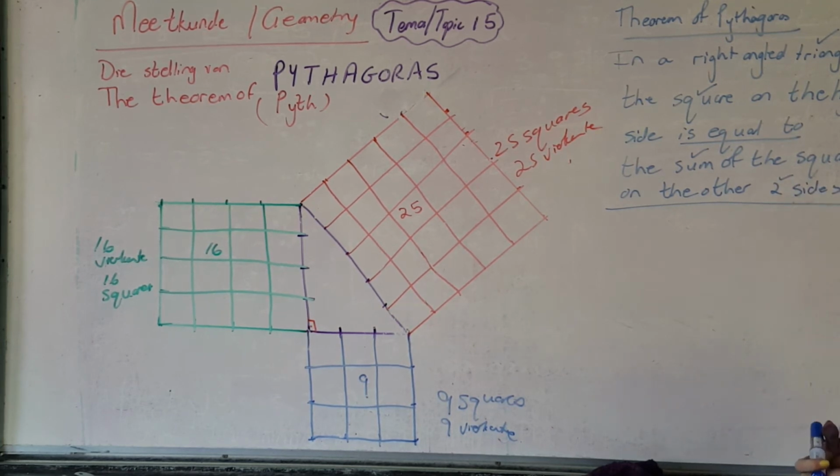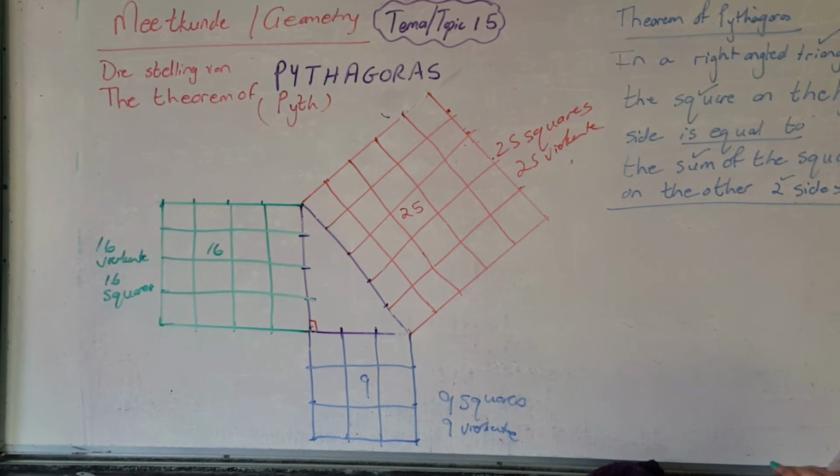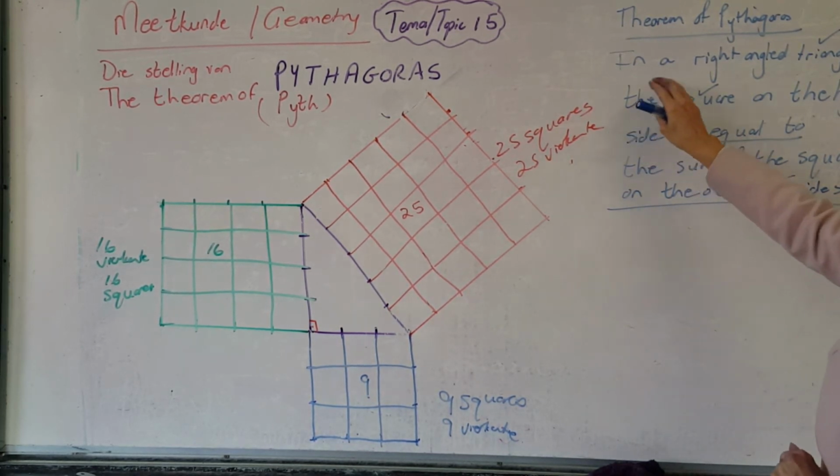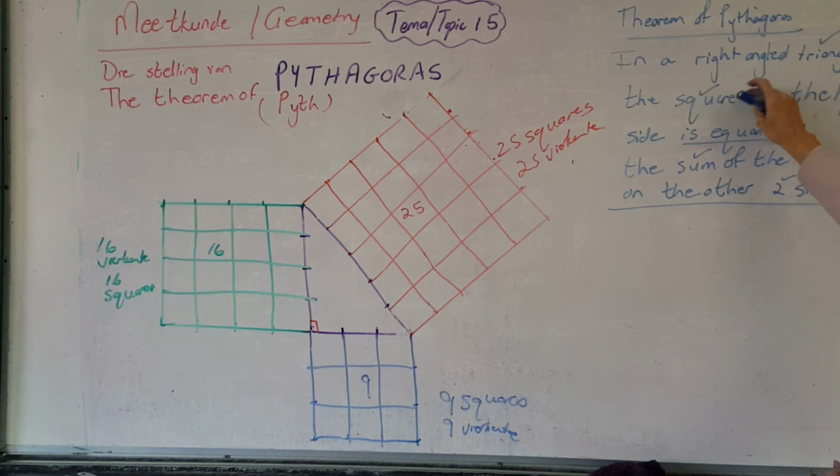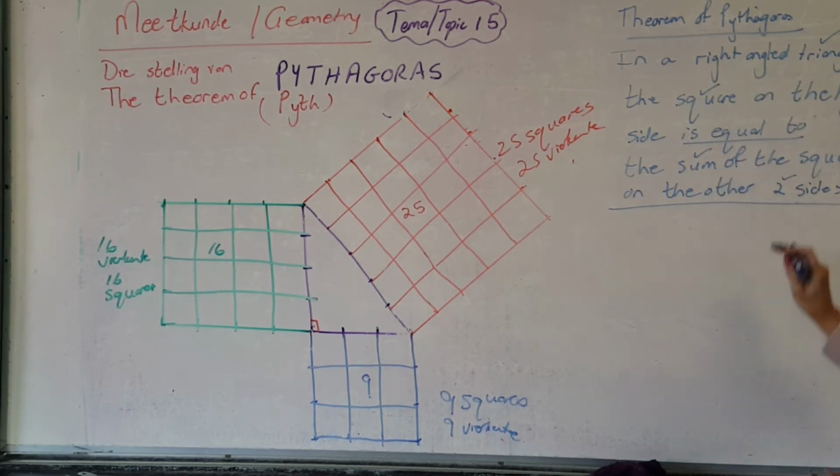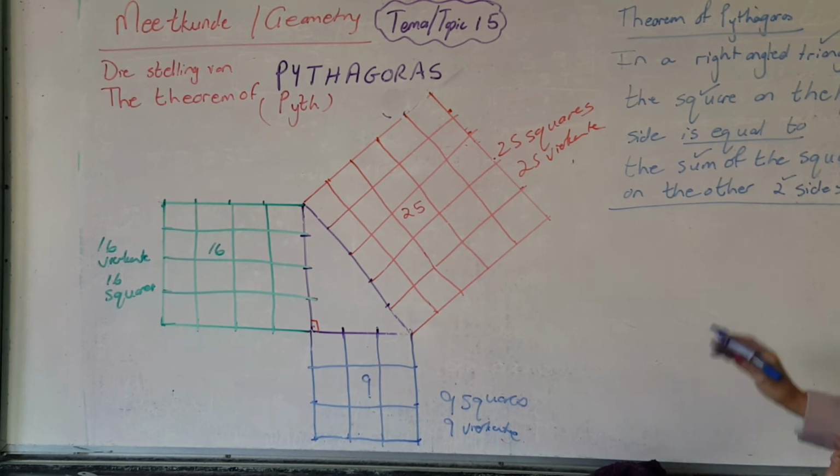I'm going to ask this in a test. We are going to ask it in a test, not maybe, definitely. And we're going to say, complete the following. In a what triangle, the what on the hypotenuse is equal to the what on the other two sides, or something like that. So dan kan jy 3-4 punte hiervoor kry vir die stelling.